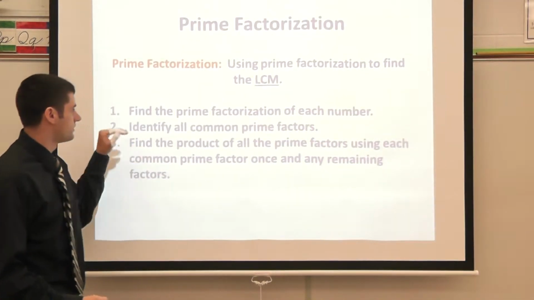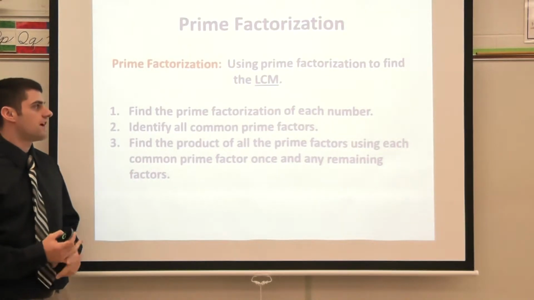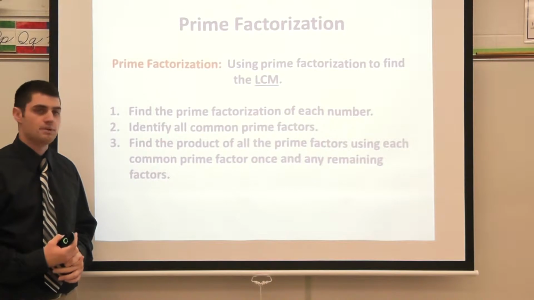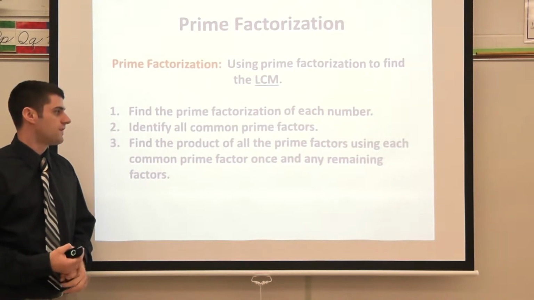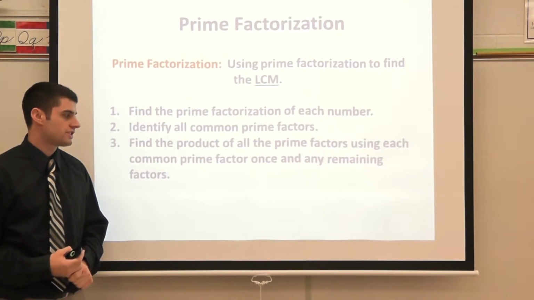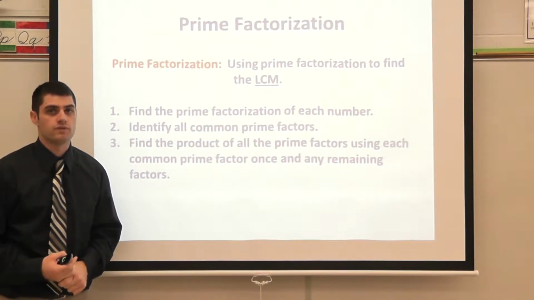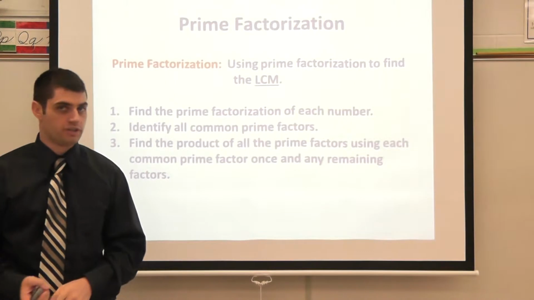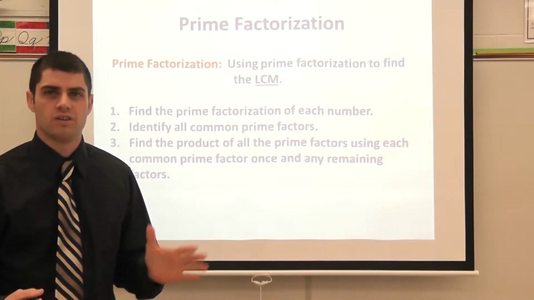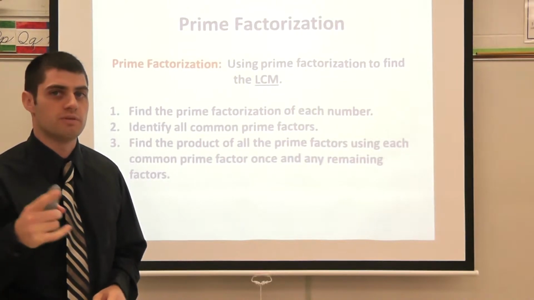How to do this, and there's three little steps here, is first find the prime factorization of each one of your numbers, 2, identify all common prime factors, and 3, find the product of all prime factors using each common prime factor once and any remaining or leftover factors. You might have a really confused look on your face right now, saying, what do all these words mean? Well, let's take a look at an example, and it might make a little bit more sense to you.